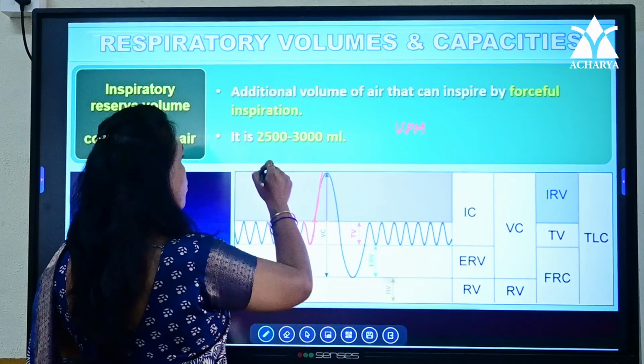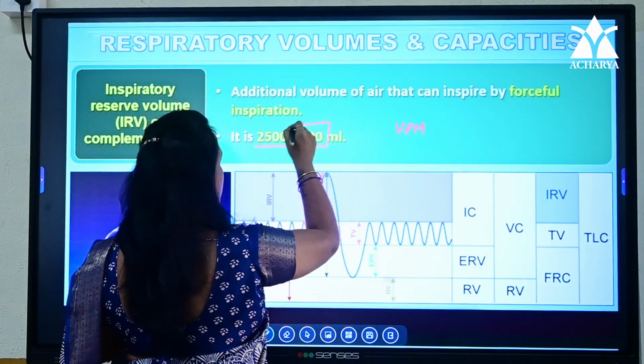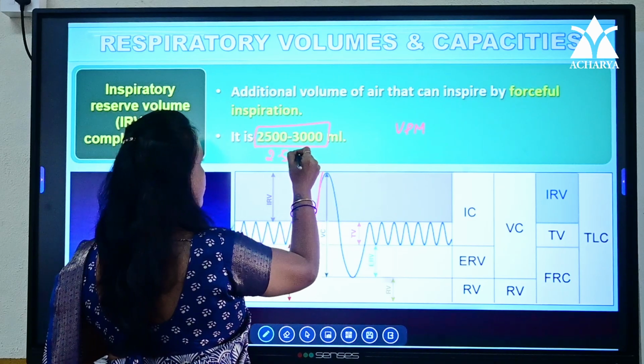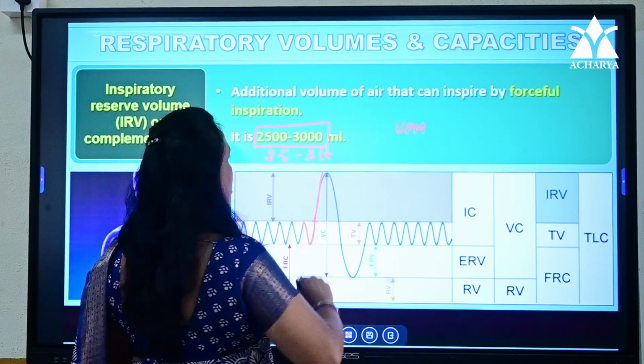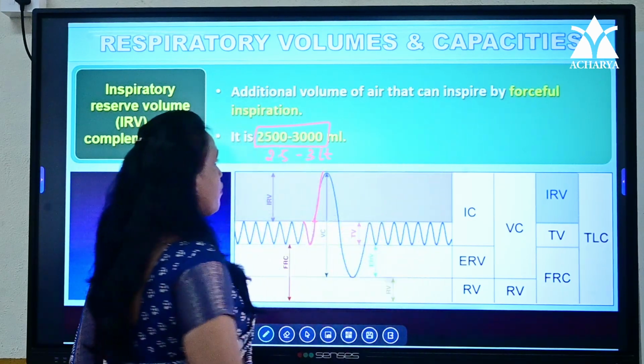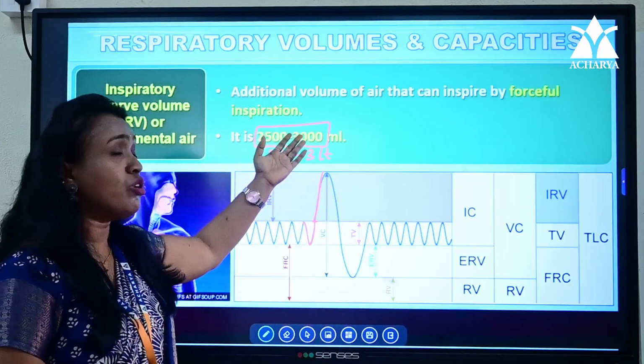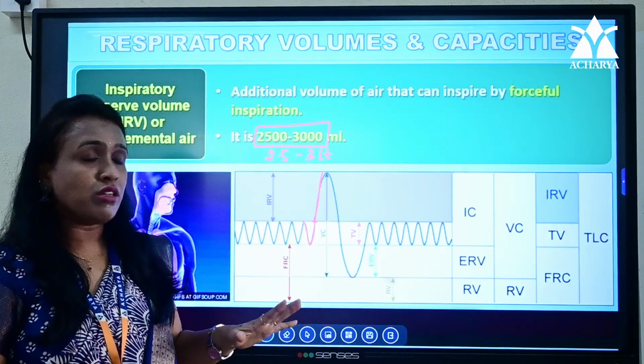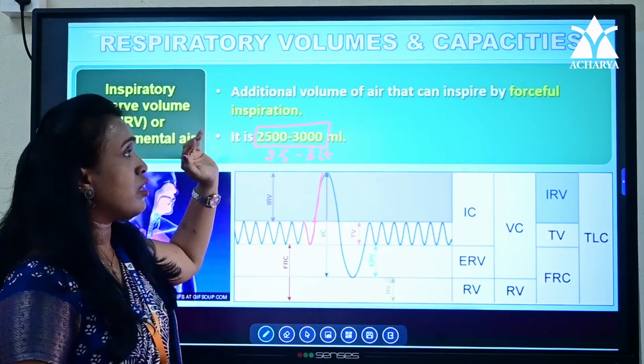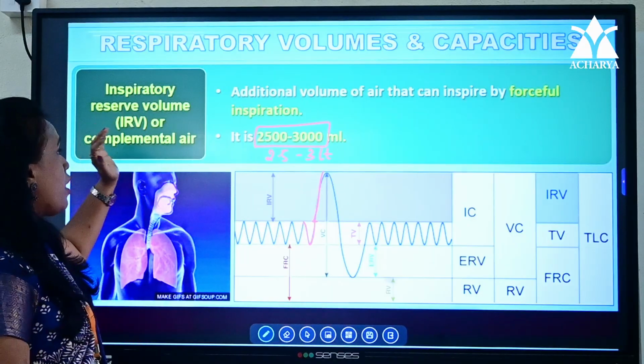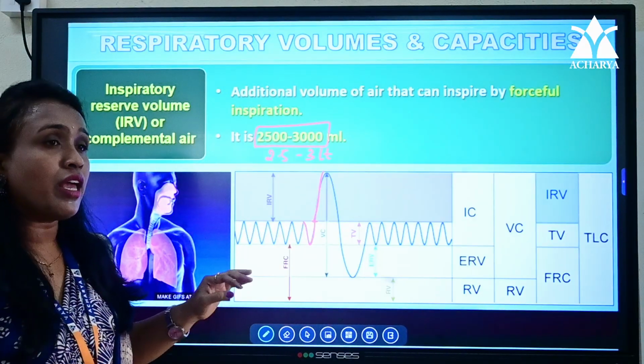That comes to about 2.5 to 3 liters. In other words, what do we call? 2,500 ml to 3,000 ml. So that is our inspiratory reserve volume, IRV, or complemental air.